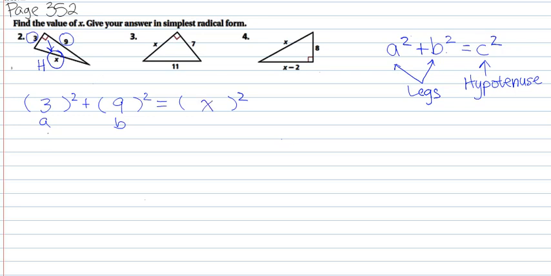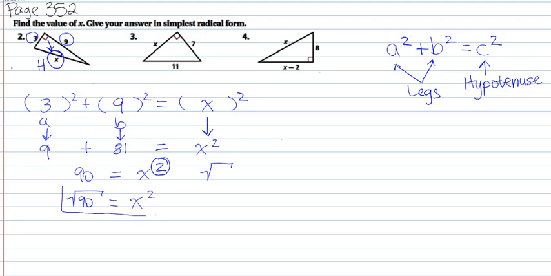So 3 squared right here is 9. 9 squared is 81. And then this is just x squared. 9 plus 81 is 90 equals x squared. We're almost done. The last step that we need to do is get x by itself. We don't want it with the square. So the opposite of this square is square root, which looks like that. So we end up with square root of 90 equals x.